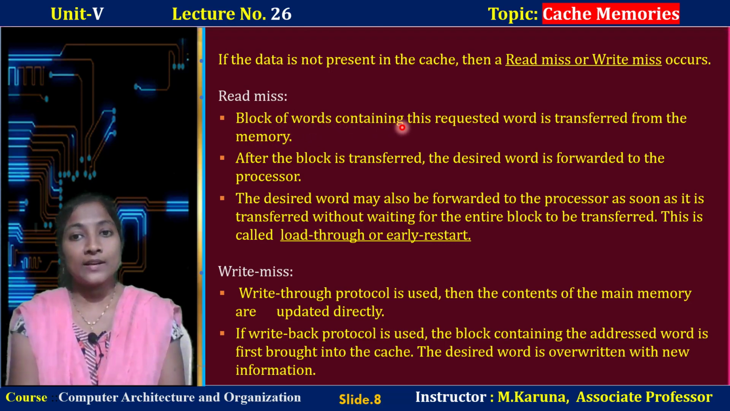The block of words containing the requested word is transferred from the main memory. After the block is transferred from the main memory to the cache memory, the desired word is forwarded to the processor. The desired word may also be forwarded to the processor as soon as it is transferred, without waiting for the entire block to be transferred. This is called load through or early restart.